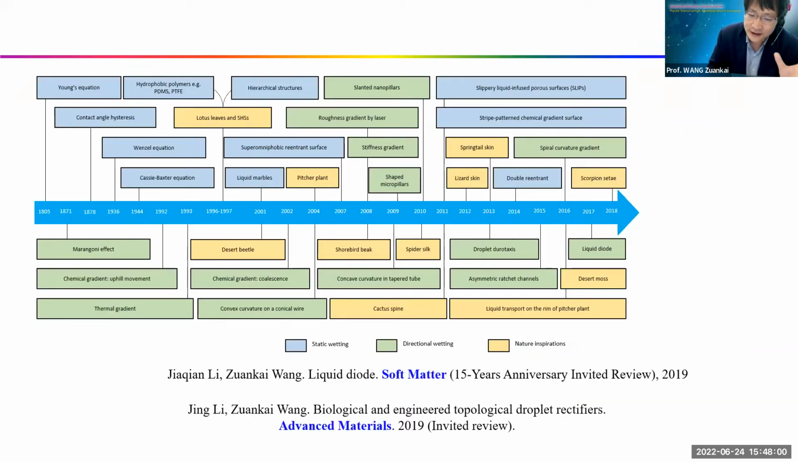But for this kind of work, there's one challenge remaining. So the challenge is, you know, how to control the liquid flow direction. Okay, so usually the physics tells us the flow direction is governed by the gradient, especially the chemical gradient or the roughness gradient or the curvature gradient. All this kind of gradient is governed by surface property.